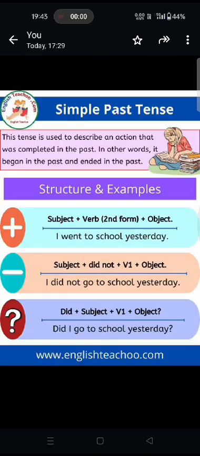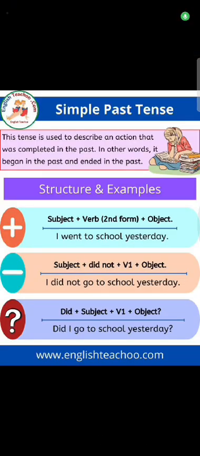Yesterday, we learned about the present tense and its four types. So, today, we will learn about the past tense and its further types. First, we will start with the simple past tense. This tense is used to describe an action that was completed in the past. In other words, it began in the past and ended in the past.